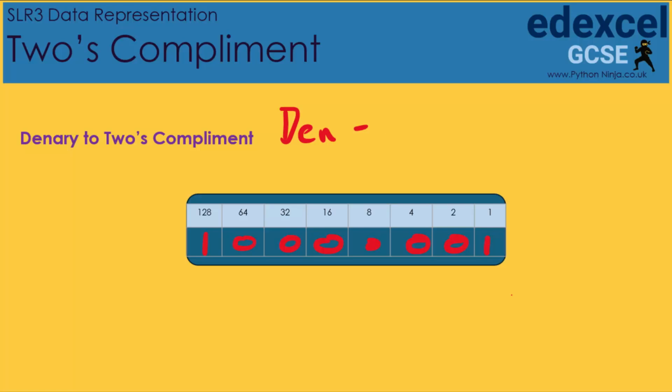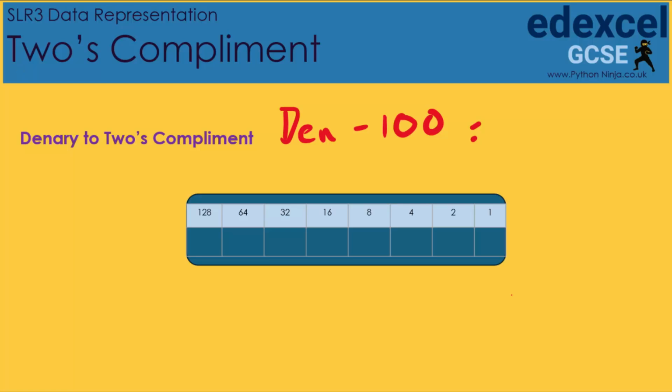So what if we needed to work out what the signed integer binary value for denary minus 100 was? Remember, you need to work it out as a positive binary number, and then you flip the bits and then you add 1. So pause the video and do that now. Okay, have you got an answer?